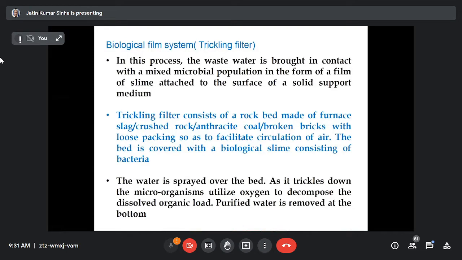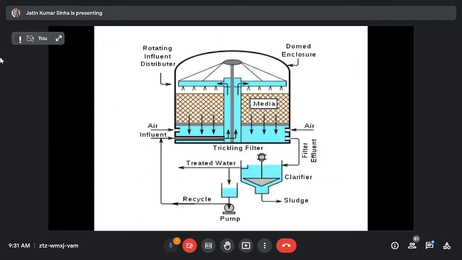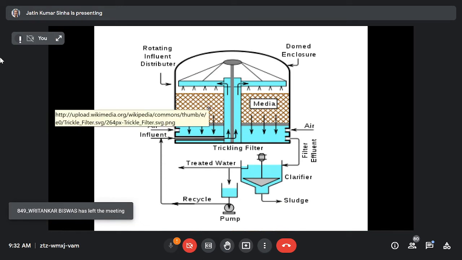The microorganisms utilize the oxygen to decompose the dissolved organic load, and purified water is removed at the bottom. So there's a schematic diagram for this one, showing how this actually works. This portion is basically filled with these broken bricks or the furnace slag.